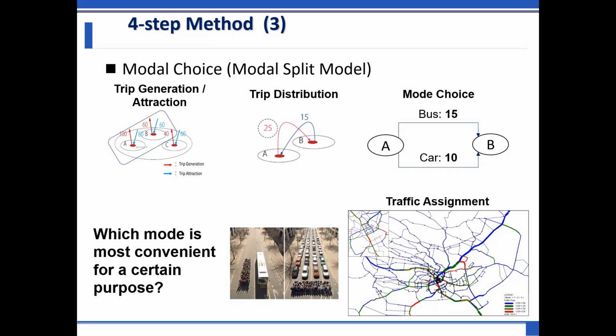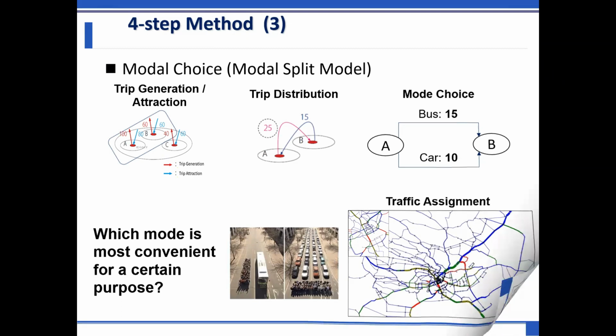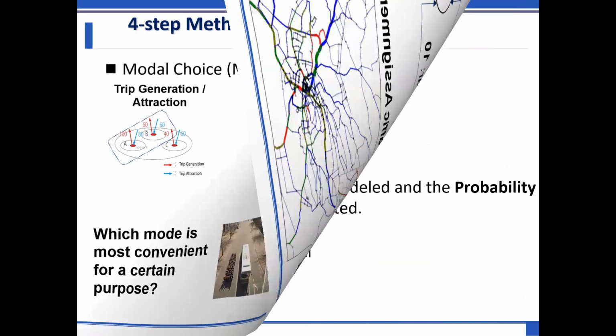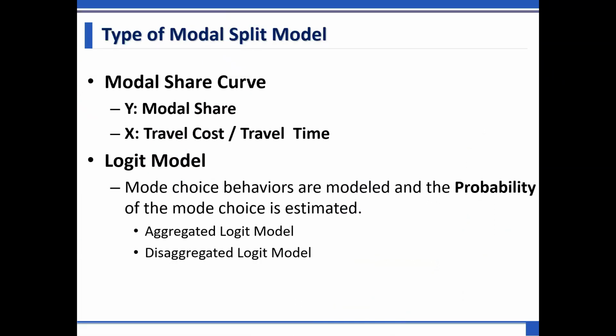So how do we estimate the mode choice? There are several ways to estimate the modal split model. Two typical models can be explained, though not only these two. I will just explain these as two typical types. The first one is the modal share curve model, and the second one is the logit model.